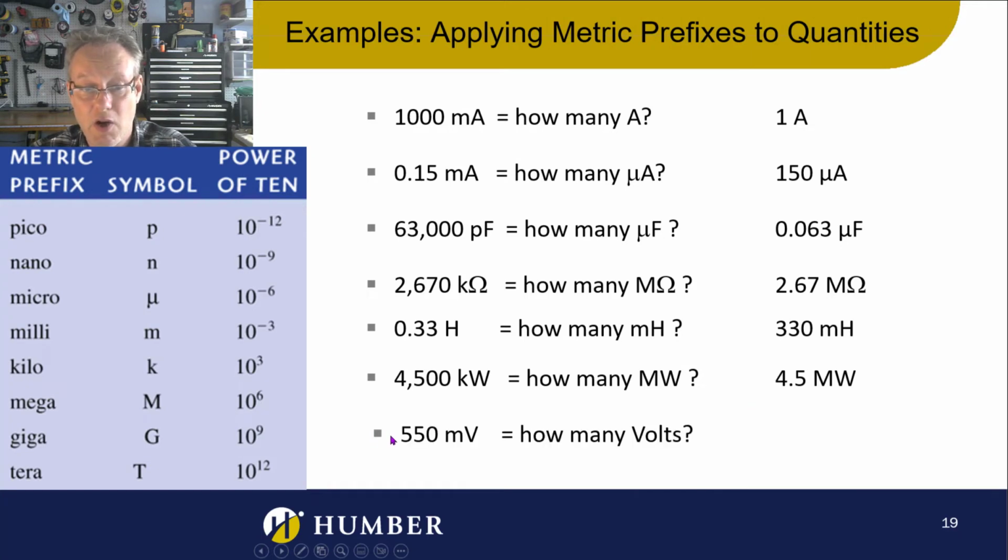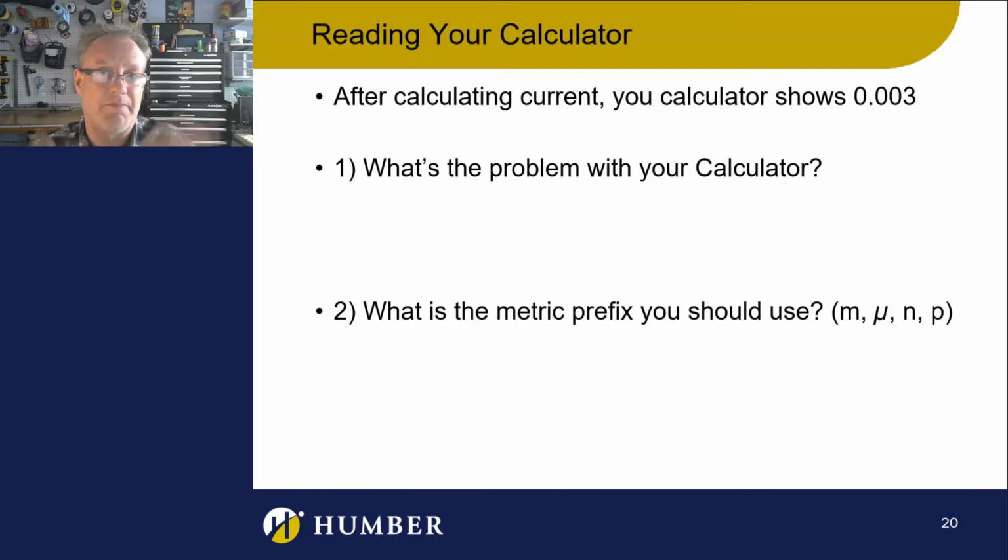And down here, we've got 550 millivolts. How many volts is that? Well, in this case, we're converting directly to volts, to a value that doesn't have a metric prefix. So we're dealing with less than a volt, because 500 millivolts is half a volt. So we're just doing a little bit over that. So 550 millivolts is 0.55 volts. So there you go. That's a discussion about how these things work.